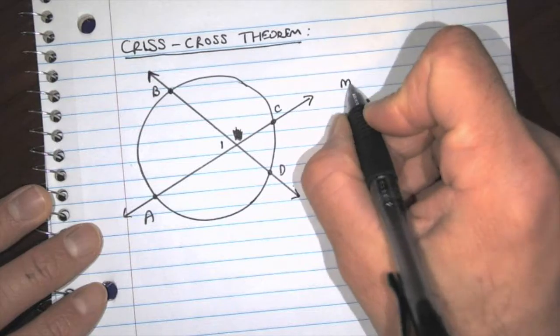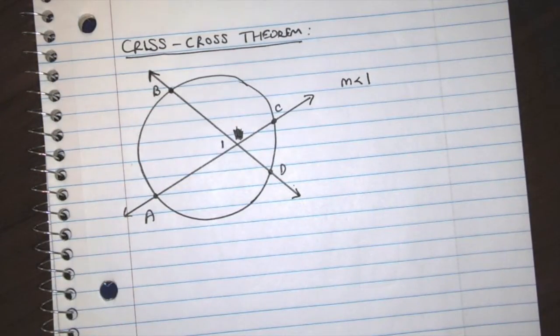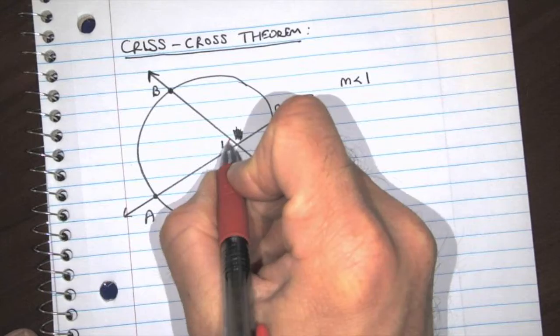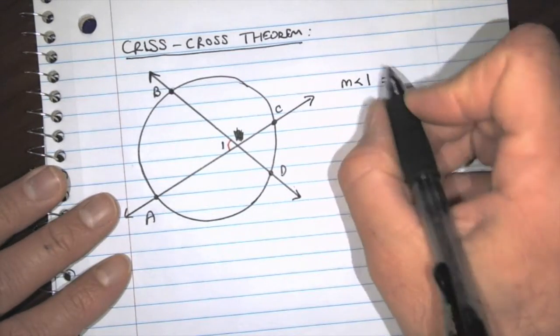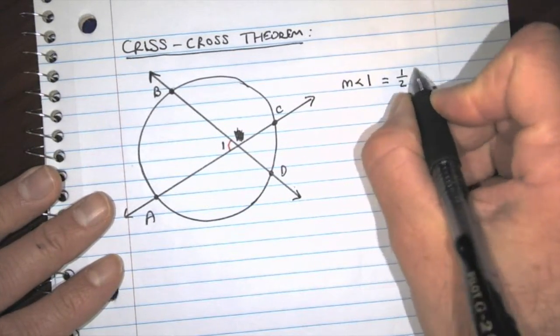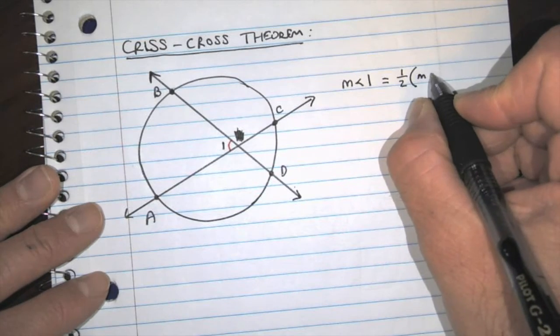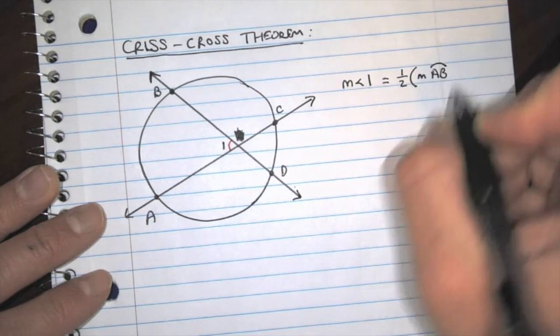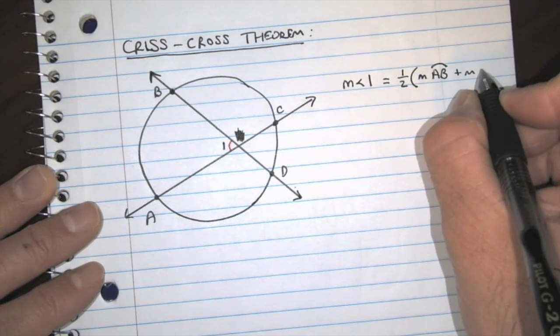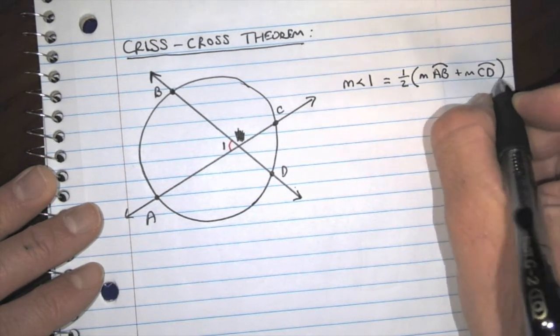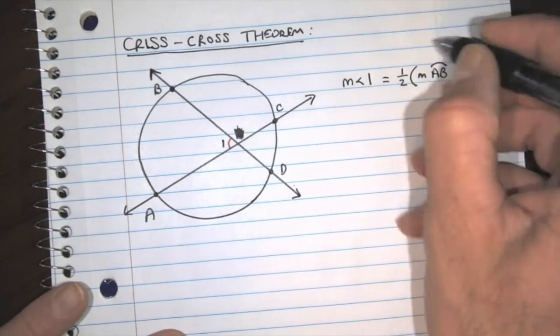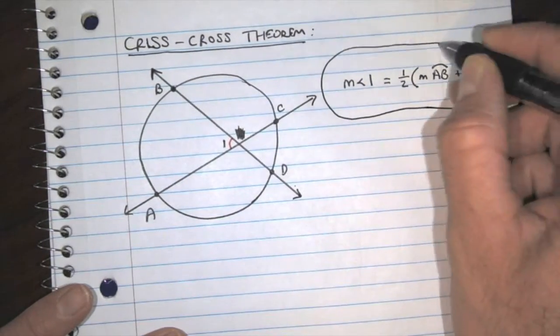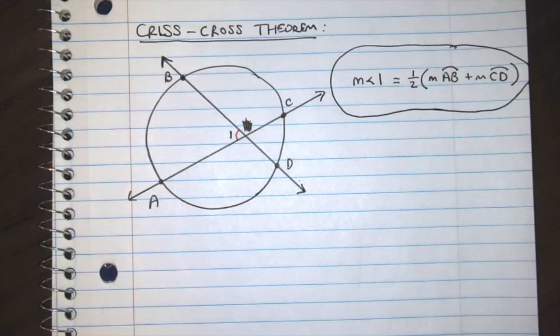Pretty much says this. The measure of angle 1, so let me get my red pen out, this angle right here is going to be 1/2 of the measure of arc AB plus the measure of arc CD. That is the crisscross theorem. You may not like this, folks. First time I saw this a long time ago, I did not like it. It's so much easier with numbers.